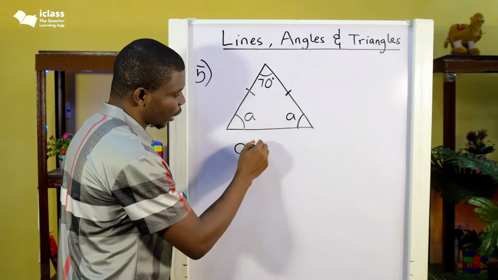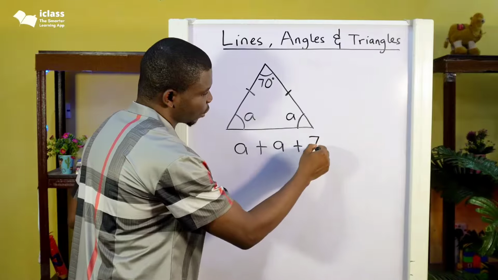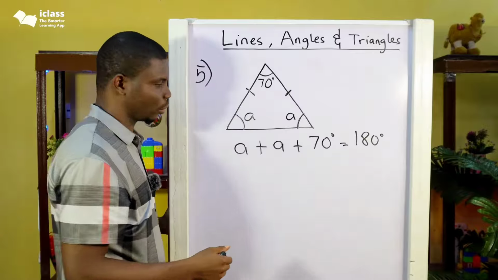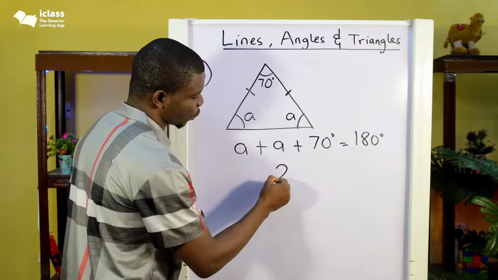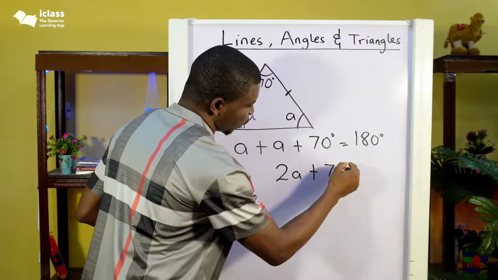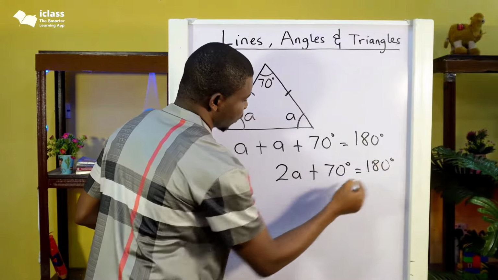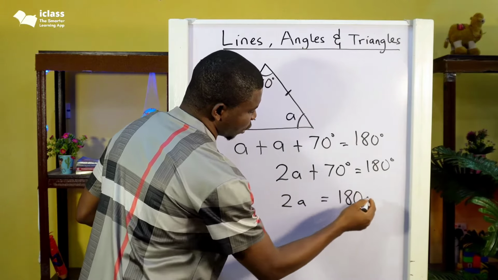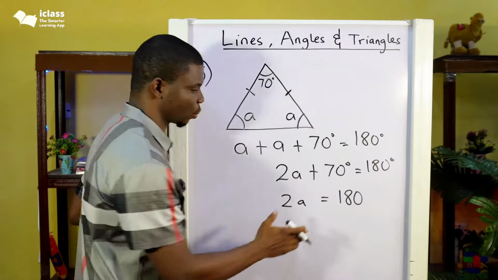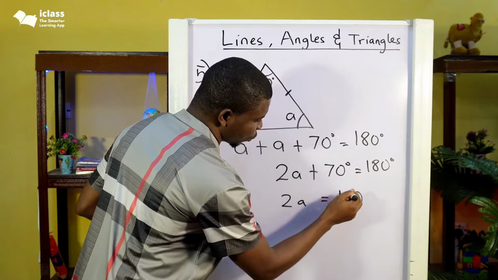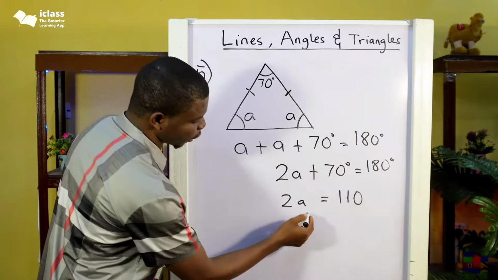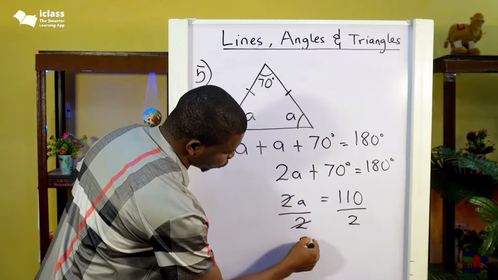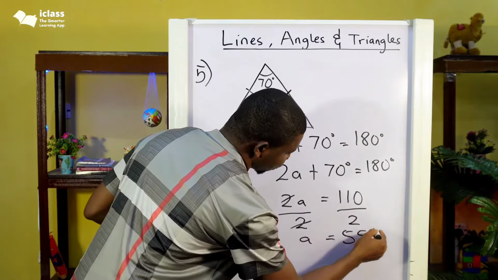So if we add up all angles, A plus A plus 70, we should get 180 degrees because the sum of angles in a triangle is 180 degrees. A plus A is 2A, plus 70 gives us 180 degrees. So 2A will give us what? 180 minus 70 degrees. 180 minus 70 is what? Is 110. So this will give us 110. To get A, I'll divide both sides by 2, so that A is equal to 55 degrees.